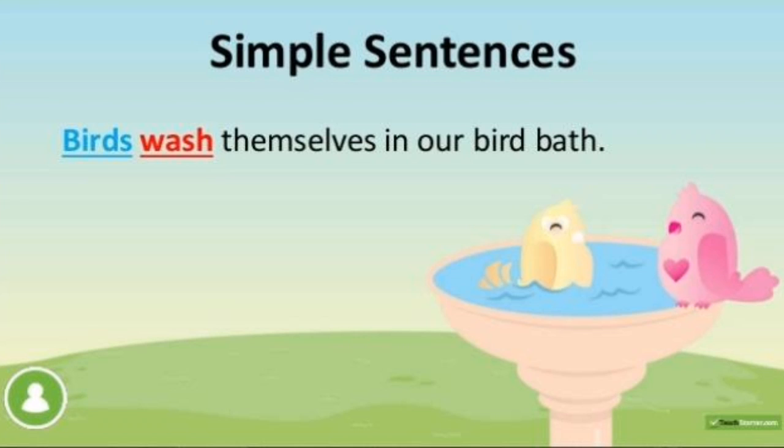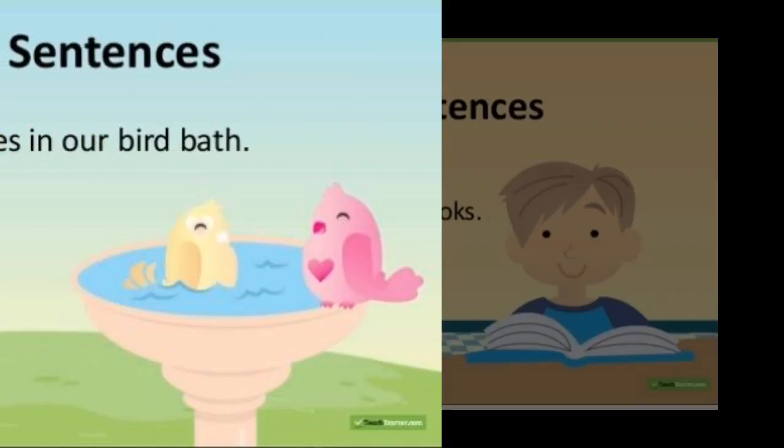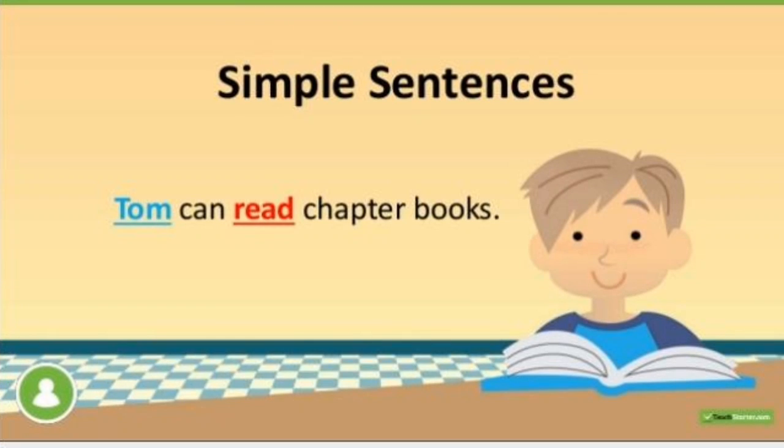Here's an example of simple sentences. Birds wash themselves in our bird bath. Birds is the subject and wash is the verb. So it's an example of a simple sentence, and it's also conveying a complete thought. Another simple sentence: Tom can read chapter books. Tom is the subject and read is the verb. So Tom can read chapter books is a complete thought, and we can say that it's an example of a simple sentence.